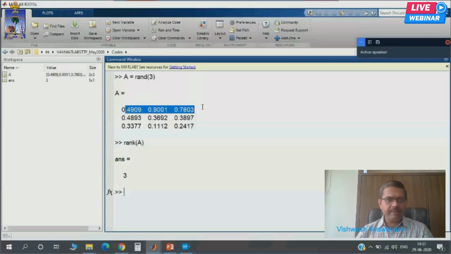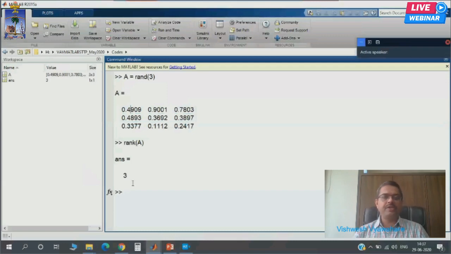What does it mean? It means that all these 3 rows and these 3 columns are linearly independent. What is meant by linearly independent? One of them cannot be expressed as a linear combination of the other two. Any one of the rows or any one of the columns cannot be expressed as a linear combination of the other 2 rows or columns. That is known as the rank of a matrix.